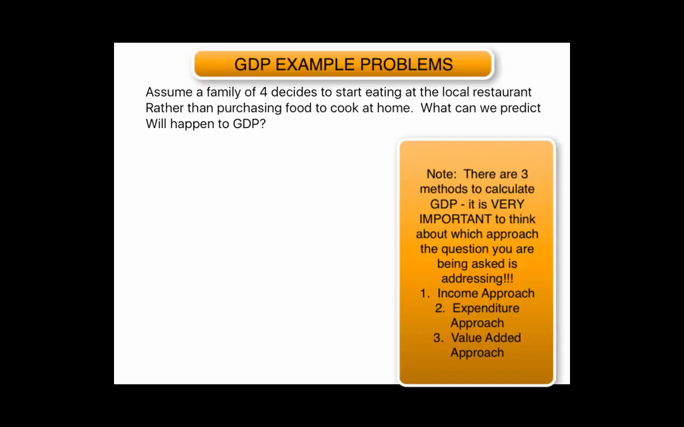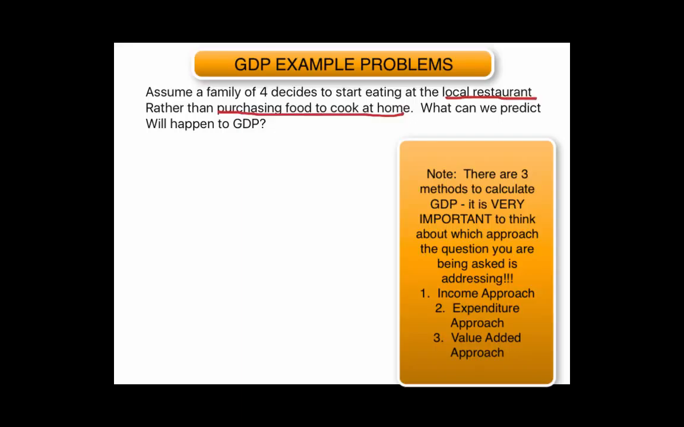There are 3 different ways to calculate GDP. The first 2 methods are the most common: the income approach and the expenditure approach. In this scenario, we're purchasing food to cook at home, or purchasing food from a local restaurant. So when I look at this problem, I'm thinking, oh, consumption, we're buying something. And so I would move to the expenditure approach.